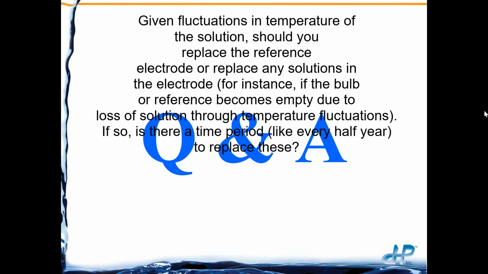Alrighty, next question is a long one. Given fluctuations in temperatures of the solution, should you replace the reference electrode or replace any solutions in the electrode? For instance, if the bulb or reference becomes empty due to loss of solution through temperature fluctuations. If so, is there a time period, like every half year, to replace these?